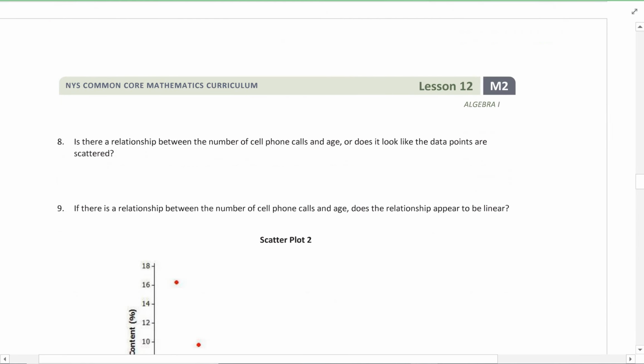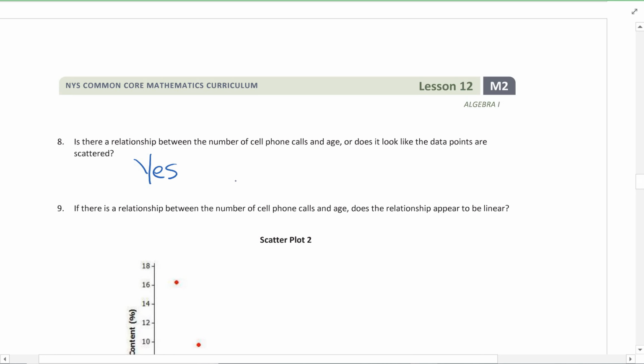So as we look at number 8, it says, is there a relationship between the number of cell phone calls and age, or does it look like the data points are scattered? No, there is definitely one, and I'm just going to say yes, there is one. I mean, it doesn't ask us to explain, so yes, there is one.